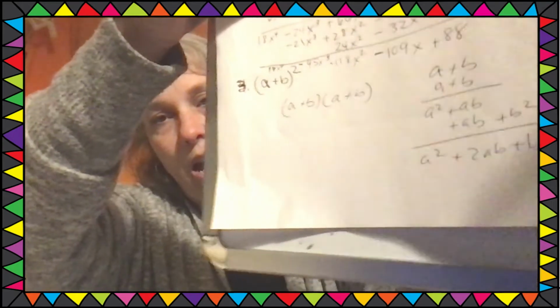So I'm going to go A plus B, A plus B. A times A is A squared plus AB. B times A is AB plus B squared. And then I add them together. A squared plus 2AB plus B squared. And I am done.